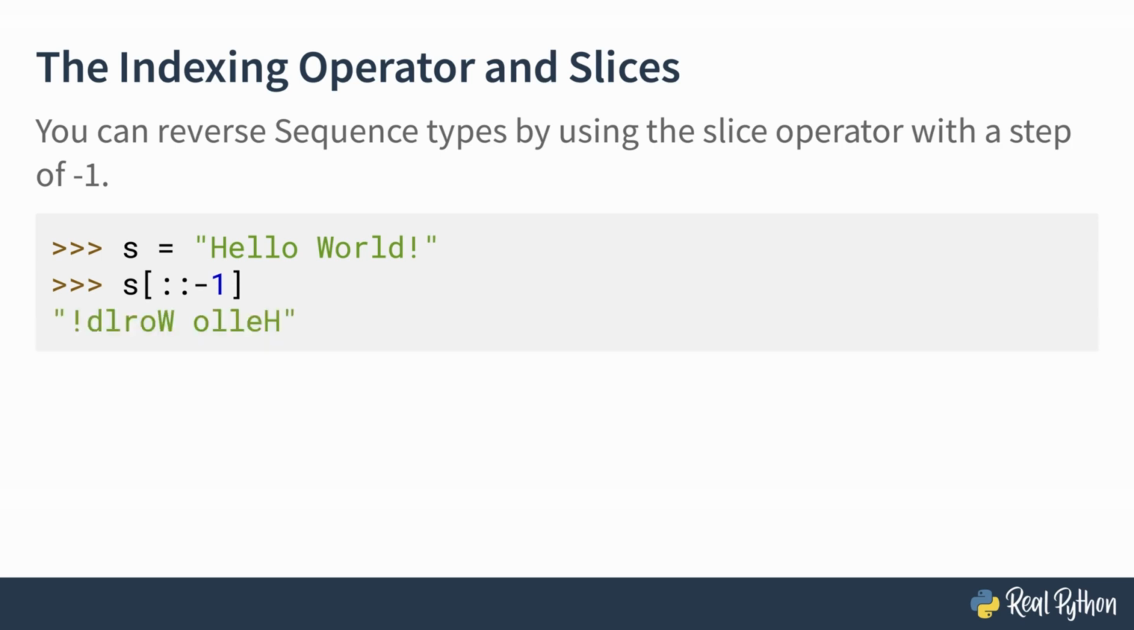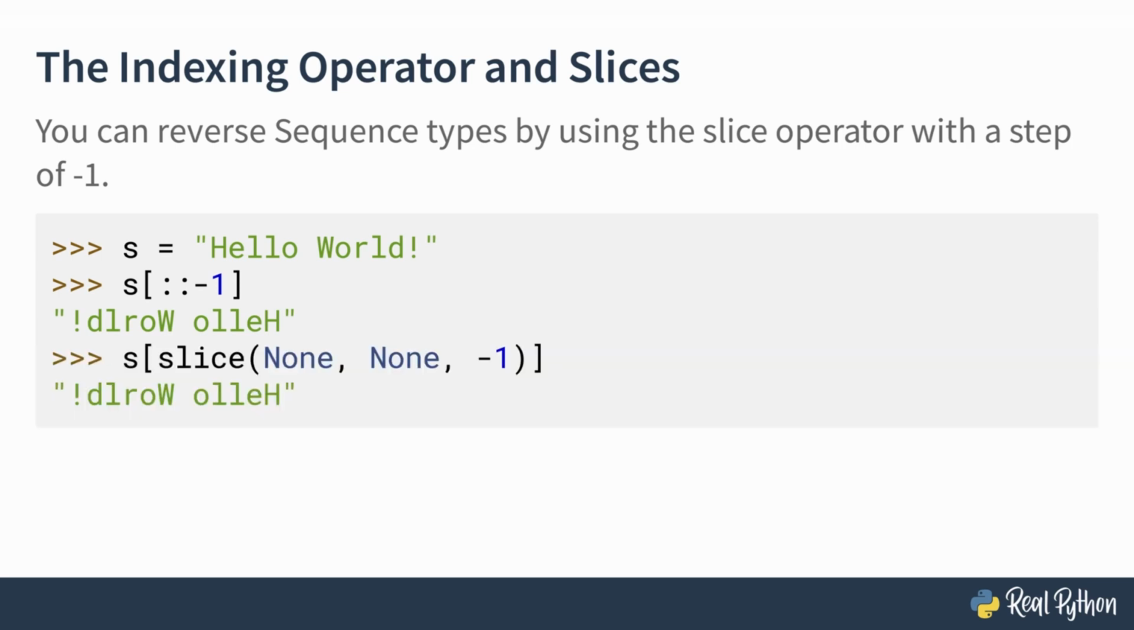If start and stop are left to their respective defaults, the entire sequence is selected in reverse. This allows us to reverse sequences such as strings using either the bracket operator or the __getitem__ method with start and stop left blank and a step of -1.